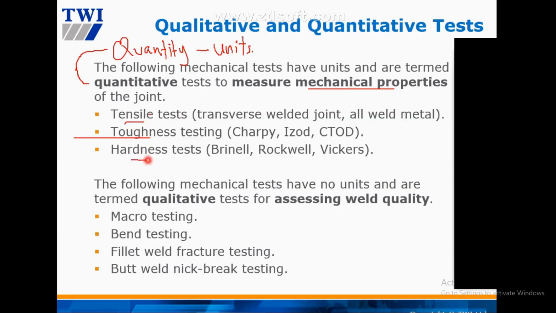So how do we get tensile? We have the transverse weld joint tensile, this is what we normally do in WPS. Or the all-weld-metal tensile, this is what we normally use for checking consumables, electrode, filler wire. Then they do all this all-weld-metal test.